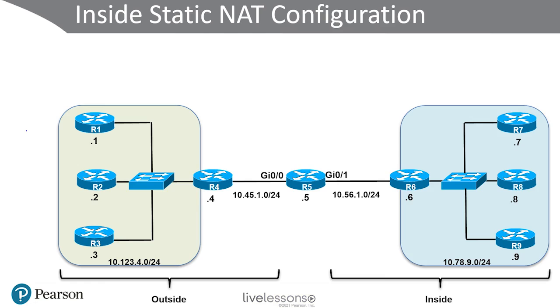Now most network engineers assume that the inside global IP address must reside on the outside network. So in this case, we used 10.45.1.7 when we mapped it into R7. But the inside global IP address could be an address for a network that does not exist on the NAT router. So if we wanted to, on R5, we can use the IP address of 10.77.77.77 for the inside global IP address.